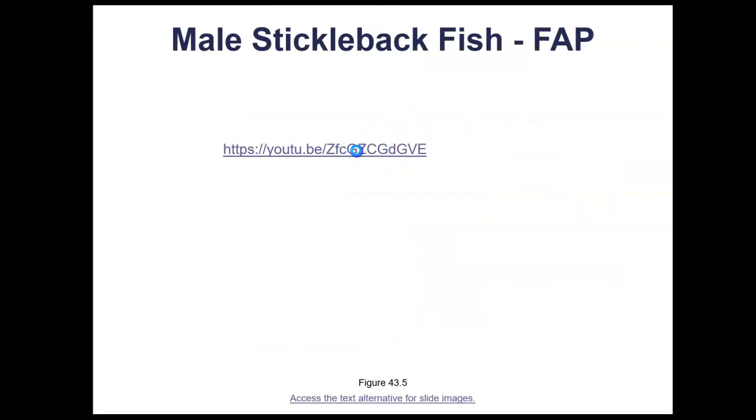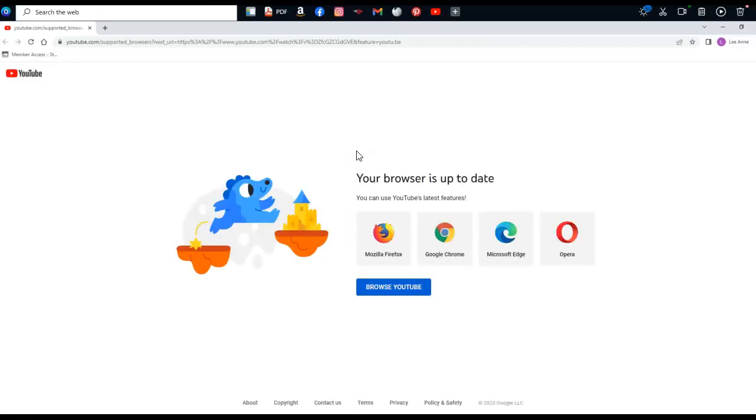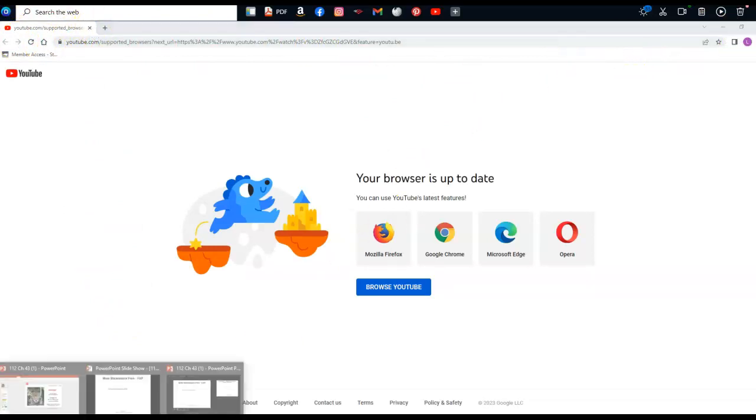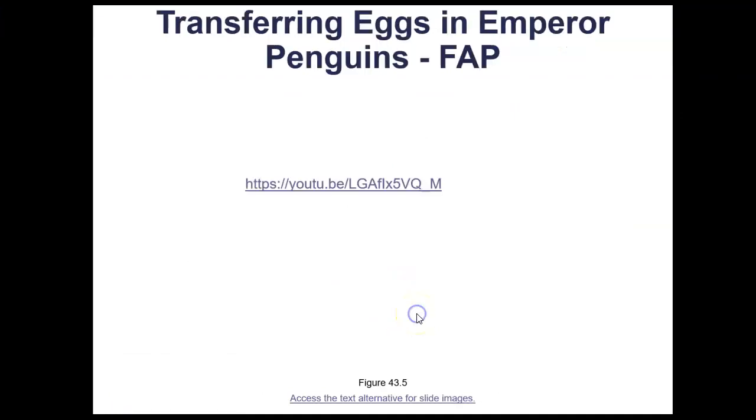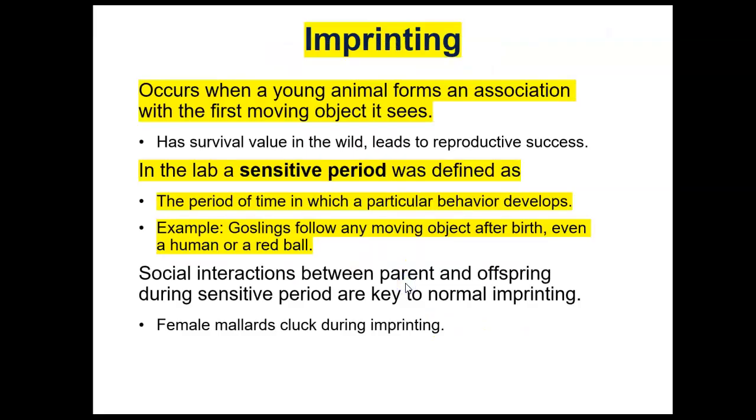Let's see if this comes up. No. Okay, so I'll fix this. I don't really know what's going on. That's okay. But I'll figure it out and make sure that you guys have the links for these. These are just video clips of fixed action patterns. One is in a fish and another one's in the emperor penguins. But anyway, I will work on that and make sure you have those links, send you an announcement or something.